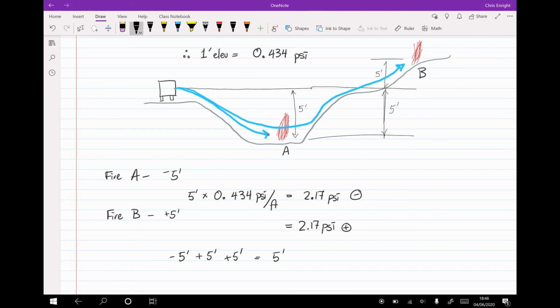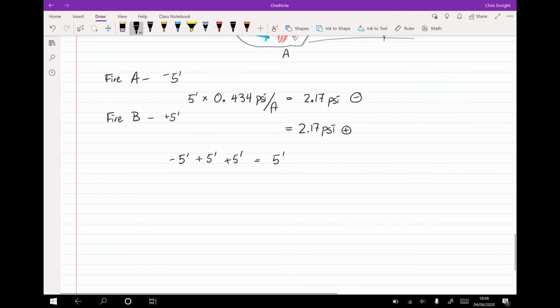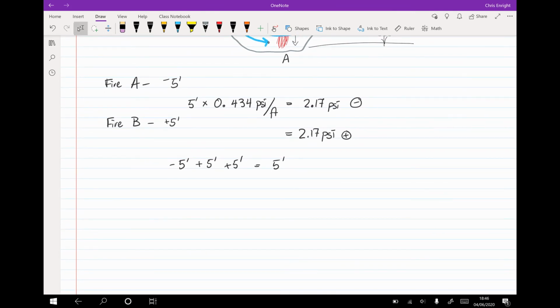It's only the difference relative to your pump. So fire engine right there. Difference relative to that elevation there. Okay, so keep those contexts in mind. We'll walk through a couple of scenarios as we go through this.